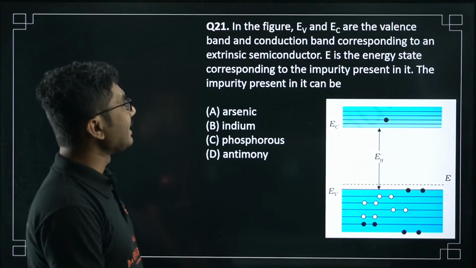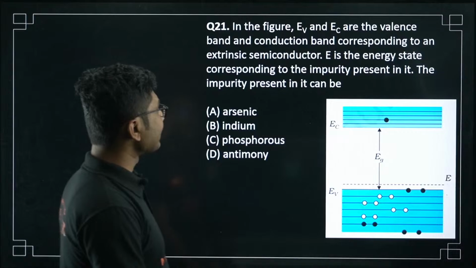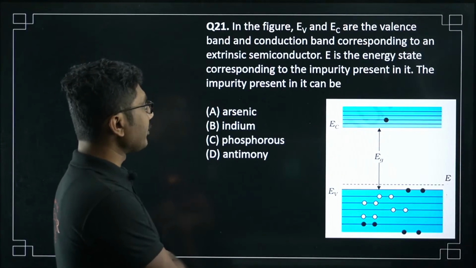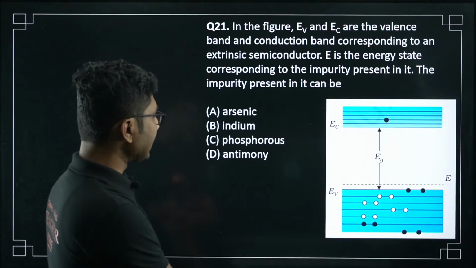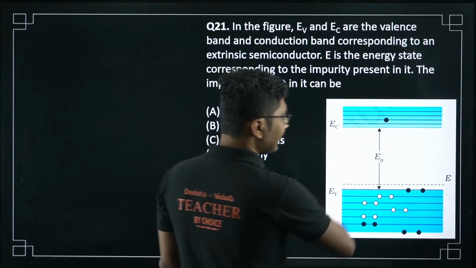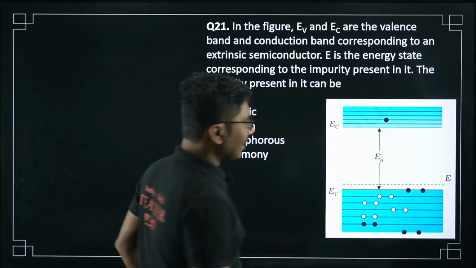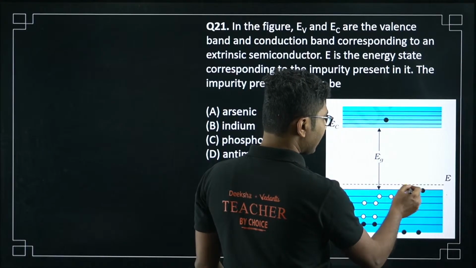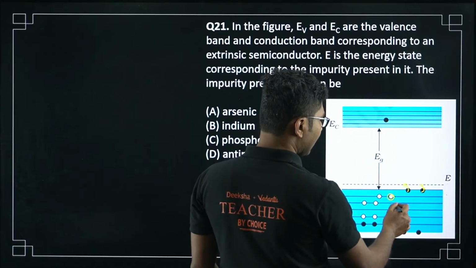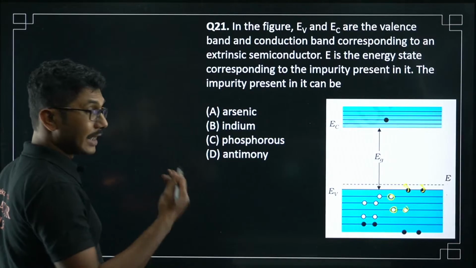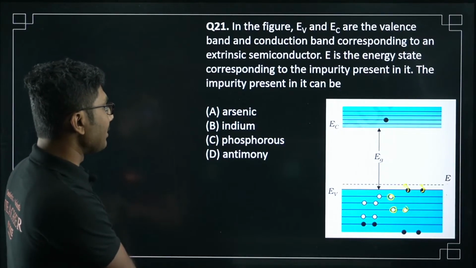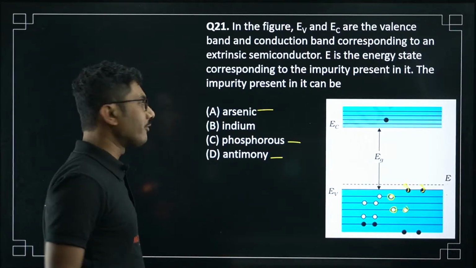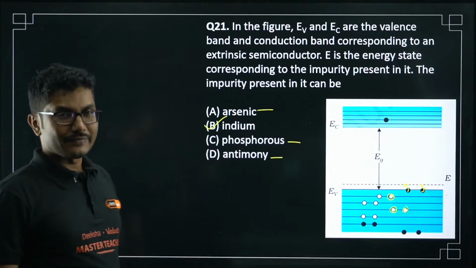In the figure, EV and EC are the valence band and conduction band corresponding to an extrinsic semiconductor. E is the energy state corresponding to the impurity present. The impurity present can be? So as you can see, this is a band diagram, and this is basically an acceptor level. Acceptor level means electrons can jump here easily and create holes in the valence band. So this is a p-type semiconductor. A p-type semiconductor is possible only by doping a trivalent material. Arsenic, phosphorus, antimony are all pentavalent. So indium is the answer in this case, as it is a trivalent material.